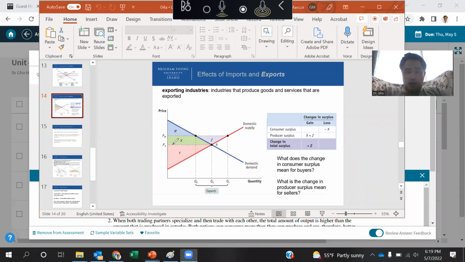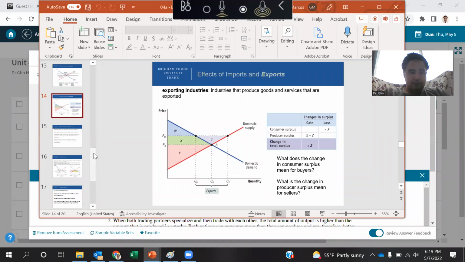In the sense of an autarky, the level of right here is a consumer surplus. Once they start exporting goods, the new amount of consumer surplus is right here, which is a loss to the consumers. Granted, the producers go from just this area right here, Y, to this huge triangle. So they are clearly benefiting. They're winners with the sellers, but the buyers are losing. That's one of the problems with exports.